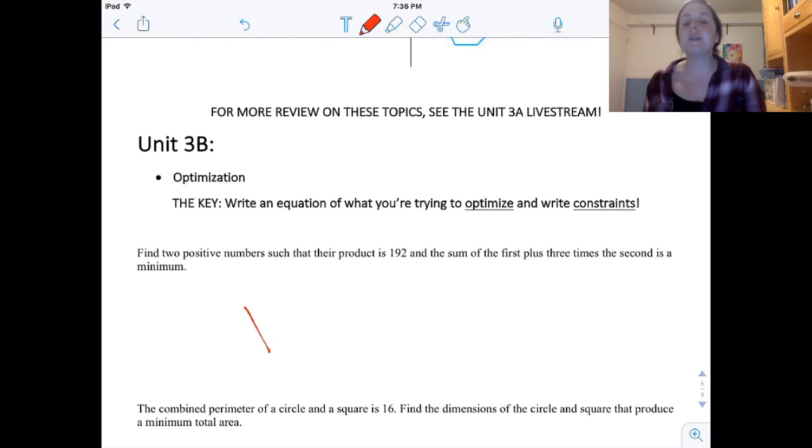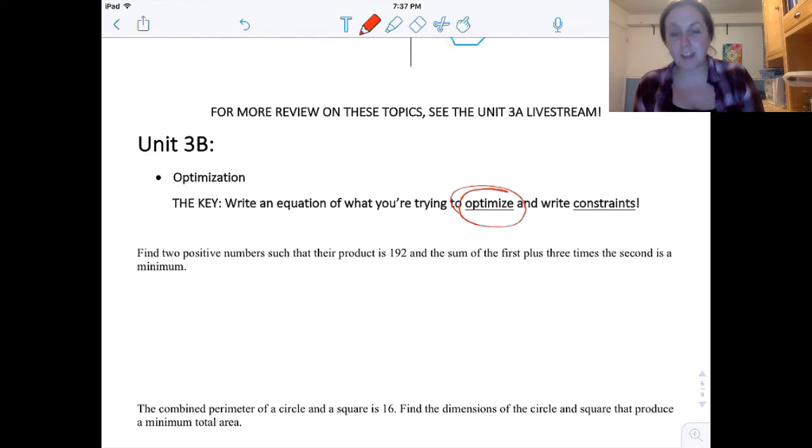When you optimize, and by the way, this is a pretty small topic on the AP, so if this is something you're getting stuck on, I would say between this and related rates is really the one on the AP that's going to be huge. So when you optimize, here's what you need to know. You need to have something that you're optimizing, which just means find a max or a min, and you need to have constraints, which are limiting factors.